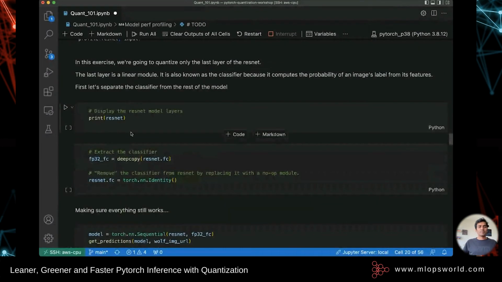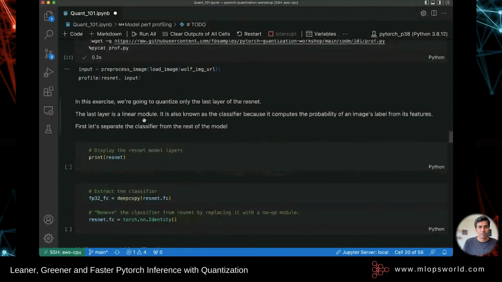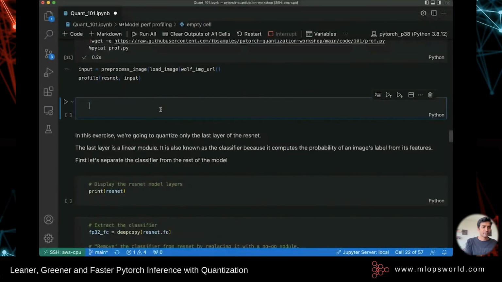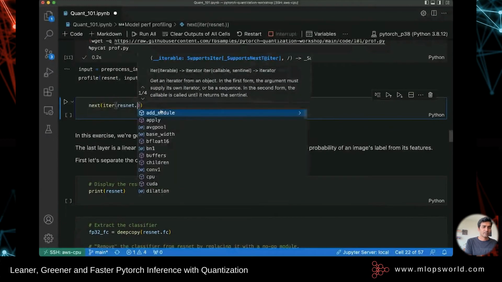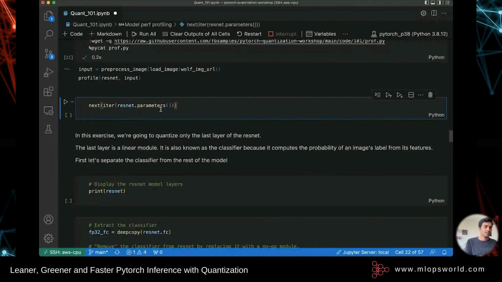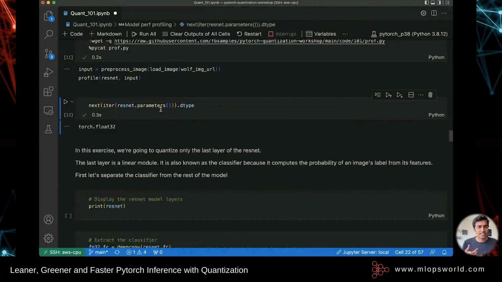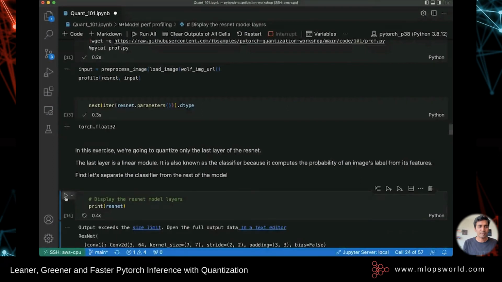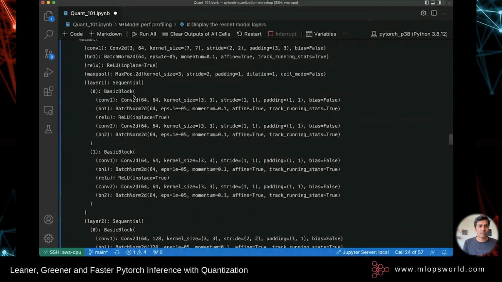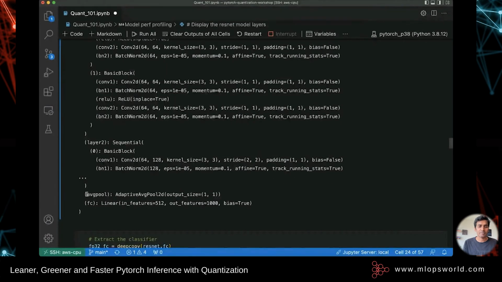All right, so now we have a model. It's a pre-trained model, it's in FP32 mode, and if you want to check that out, all you have to do is this. I think this should work. Yep. So we can see that the model's parameters are in 32-bit floating point, and the model itself consists of a lot of layers. Let's just see all of them. There's a whole bunch of conv blocks over here, and finally it ends in a classifier, which is a linear layer.